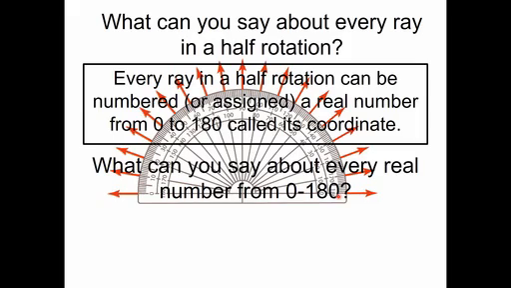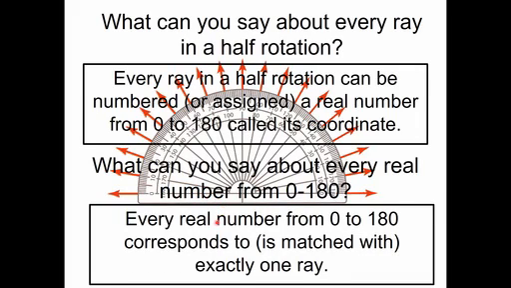The converse is also true. Can you figure out what that's going to say? If we just said every ray can get a real number from 0 to 180, the converse is going to be every real number from 0 to 180 corresponds to, or is matched with, exactly one ray.